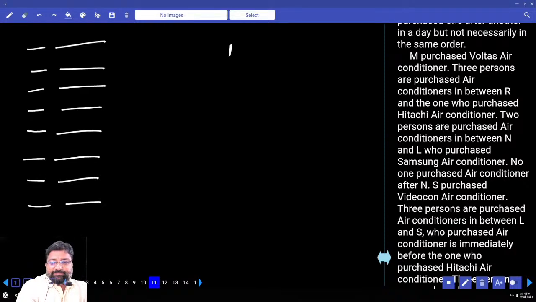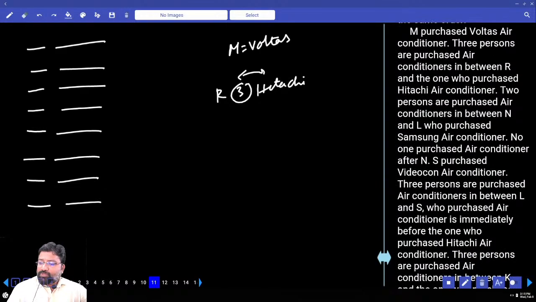M purchased Voltas. 3 persons purchased air conditioners between R and the one who purchased Hitachi. How many people? 3, between R and Hitachi. Next. 2 persons purchased air conditioners between N and L, who purchased Samsung. 2 between N and L who purchased Samsung.